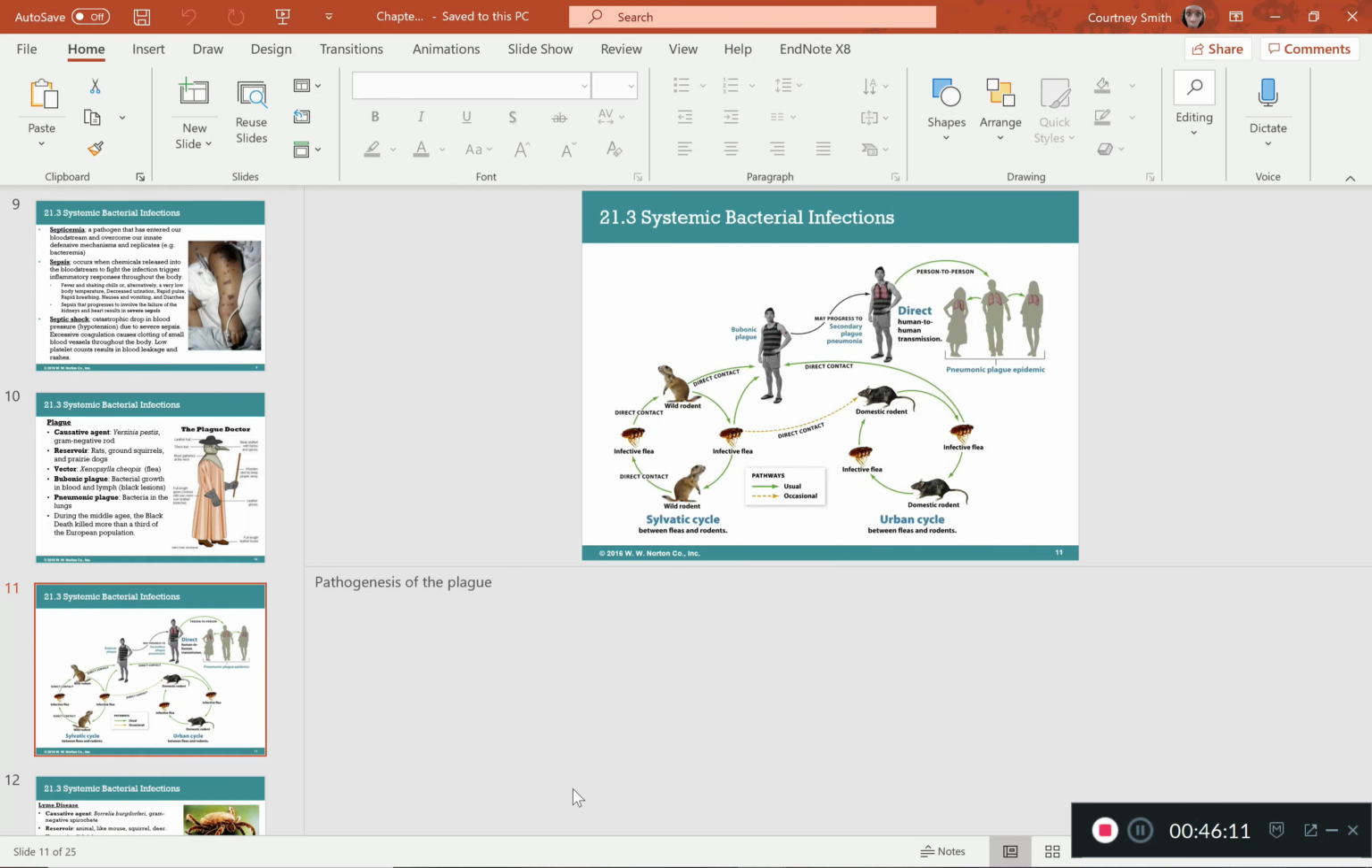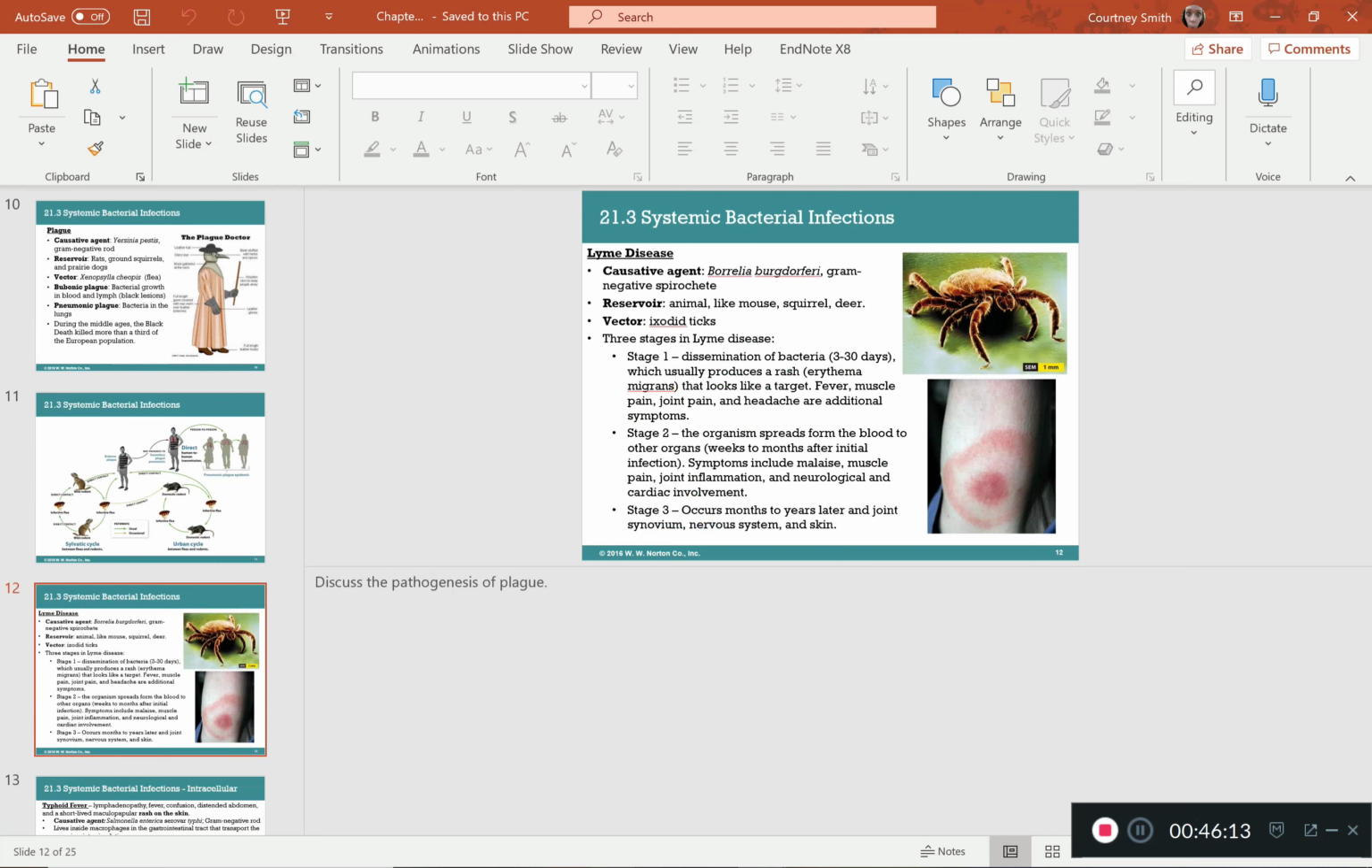Okay, so that was the plague. Let's talk about Lyme disease. So Lyme disease is caused by B. burgdorferi. Sorry, guys, totally butchered that. But it's caused by that bacteria.